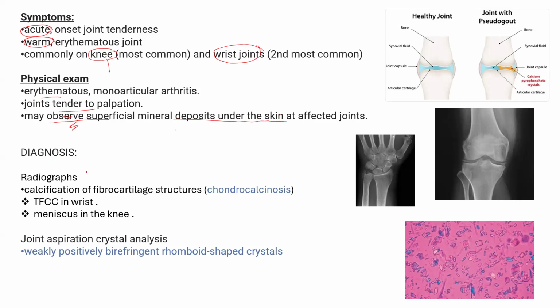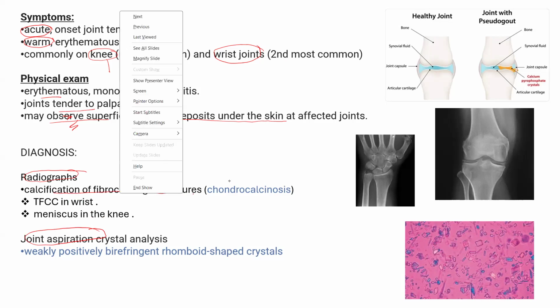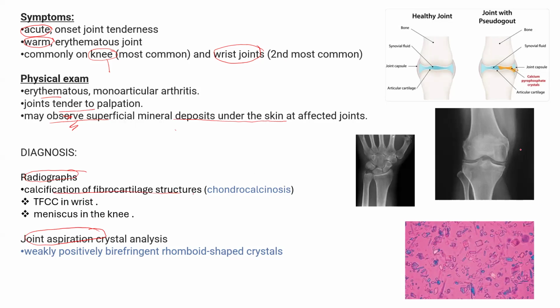So how will you diagnose pseudogout? By taking a radiograph, and the definitive diagnosis is by joint aspiration and analysis of the fluid to see any crystals in the joint. If you take an X-ray, you will see calcification of fibrocartilaginous structures in the joint. So what are the fibrocartilaginous structures in the knee joint? It is the menisci.